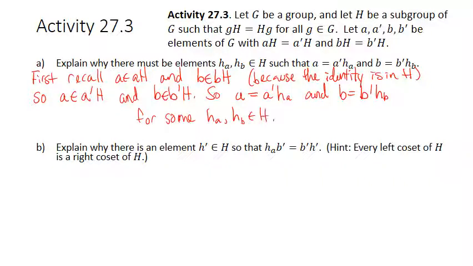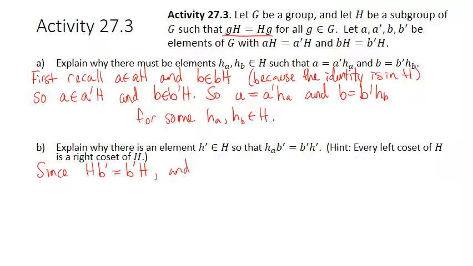Okay, so for part B, what you need to take note of is the following. Since HB prime equals B prime H, and that is just coming from this equation that we were given in the activity that GH equals HG. So all the left cosets are the same as the right cosets.